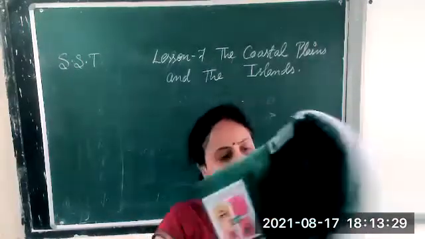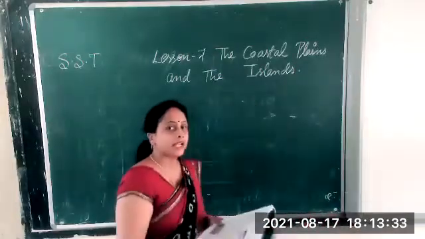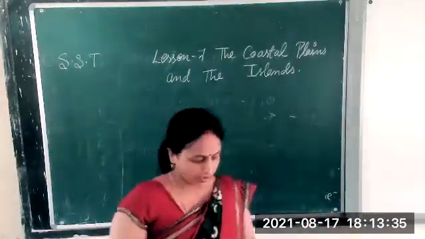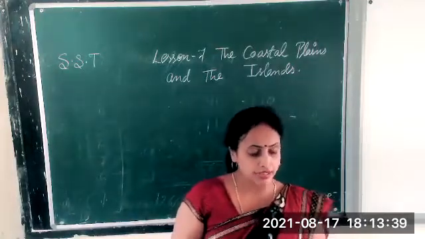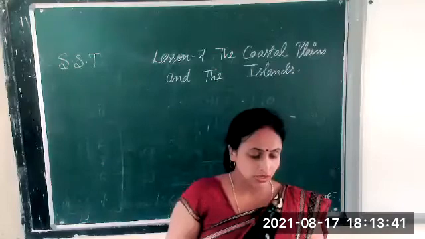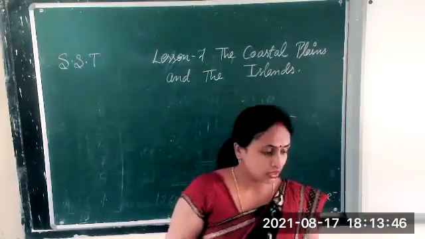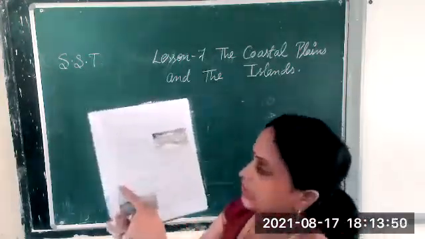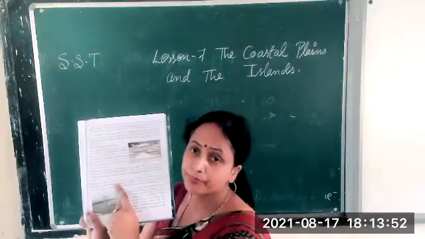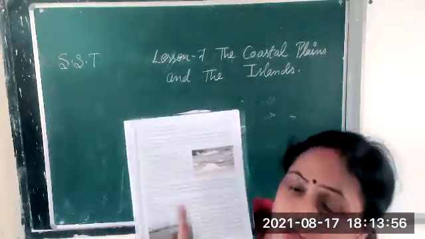Lesson 7, the coastal plains and the islands. Check out page number 33, second last paragraph. From here we have to start: the Konkan coast. All of you see carefully, the Konkan coast we have to start, isn't it?